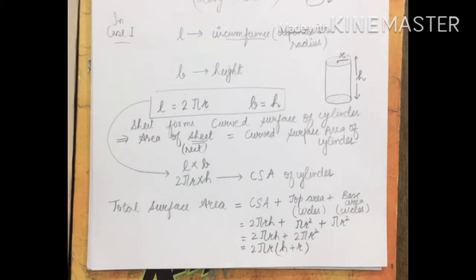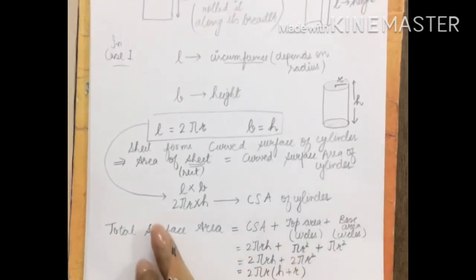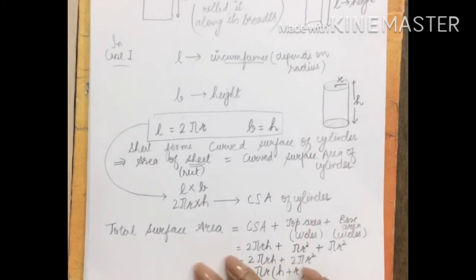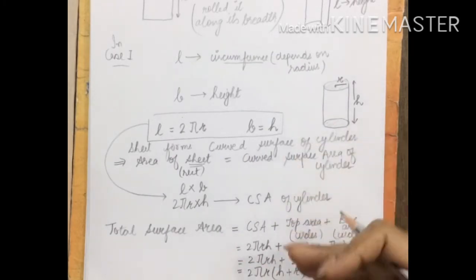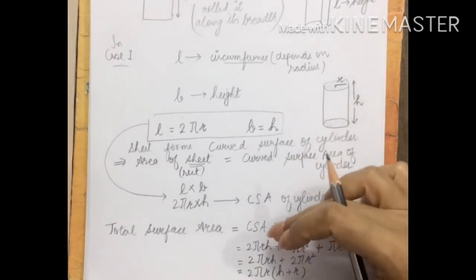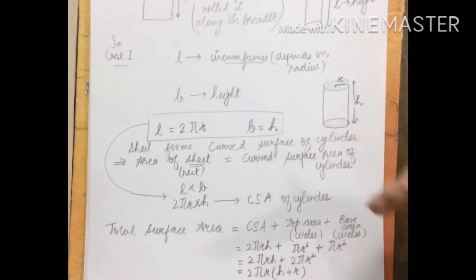Depending on the question in hand, you will consider whether you need to find out just the curved surface, whether you need to find out the total surface, or you need to make some adjustment to the curved surface or some adjustment to the total surface area so that you can find out the required answer.